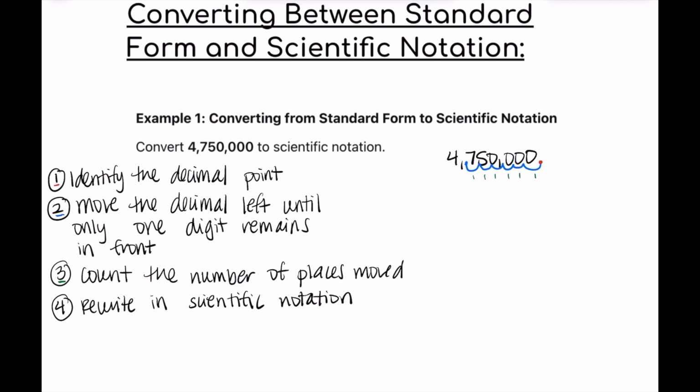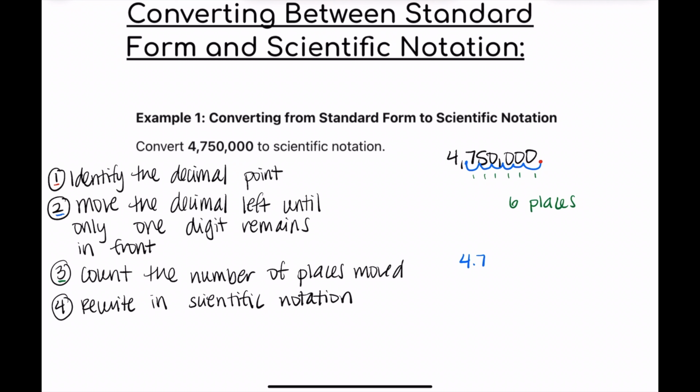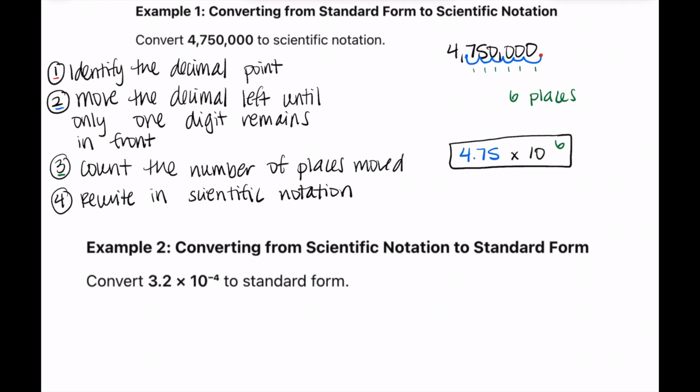So now let's put everything together. We moved it 6 places, and what decimal number did we end up with? We ended up with 4.75 times 10, and the power of the 10 is the number of places we moved, so it'll be 4.75 times 10 to the 6th. That is our answer for our first example.